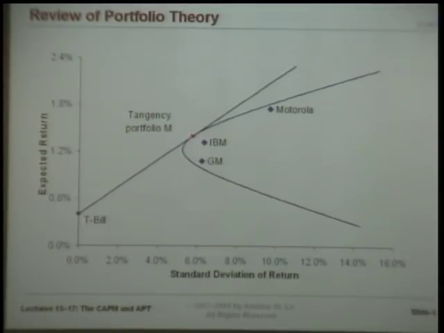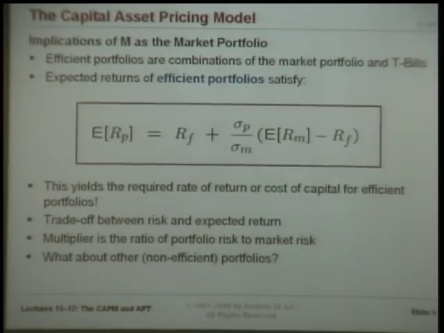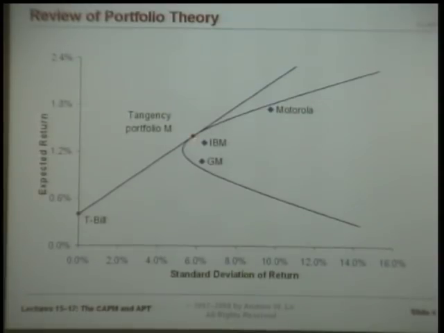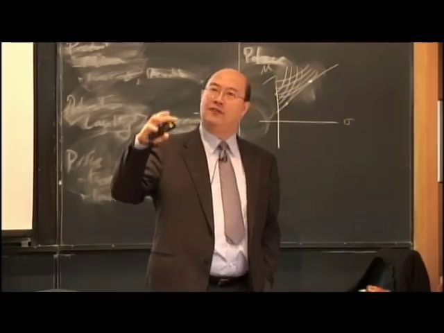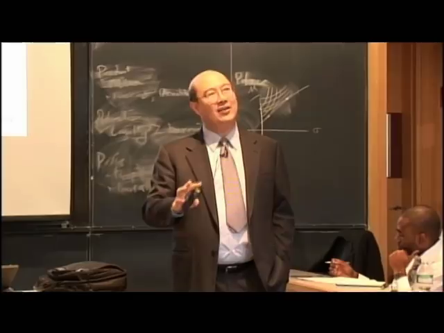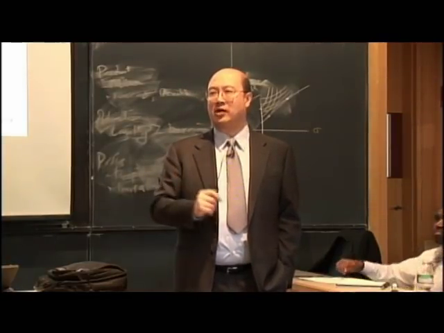We've already identified the tangency portfolio as being special. I'm going to call that portfolio M, and I'm going to argue that everybody in their right minds is going to be indifferent between picking among these two investment opportunities, T-bills and M, versus the N plus one investment opportunities of all stocks plus T-bills. Okay. It turns out that portfolio M, therefore, has to be a very specific portfolio. And it turns out that that portfolio is the portfolio of all assets in the entire economy in proportion to their market capitalizations.